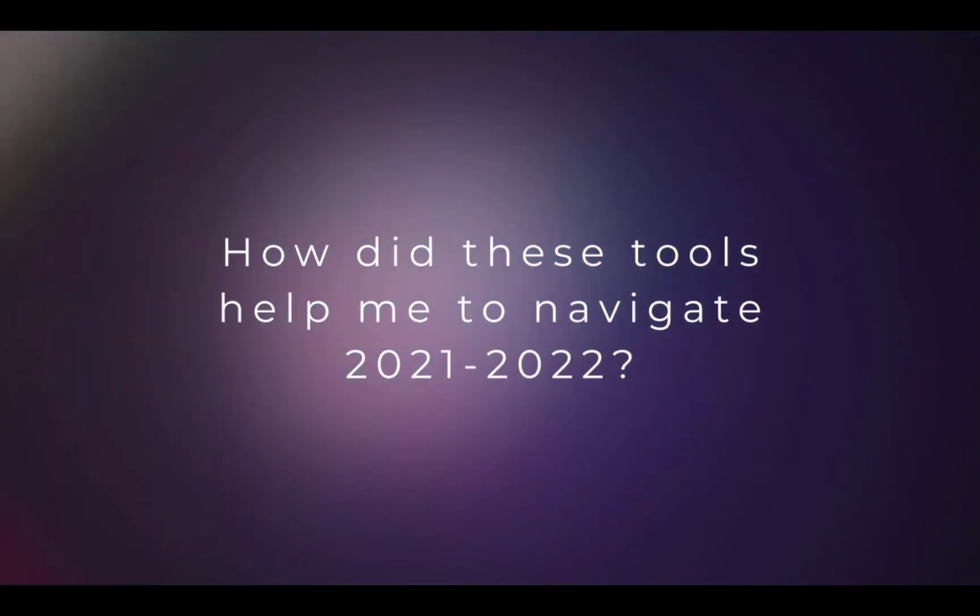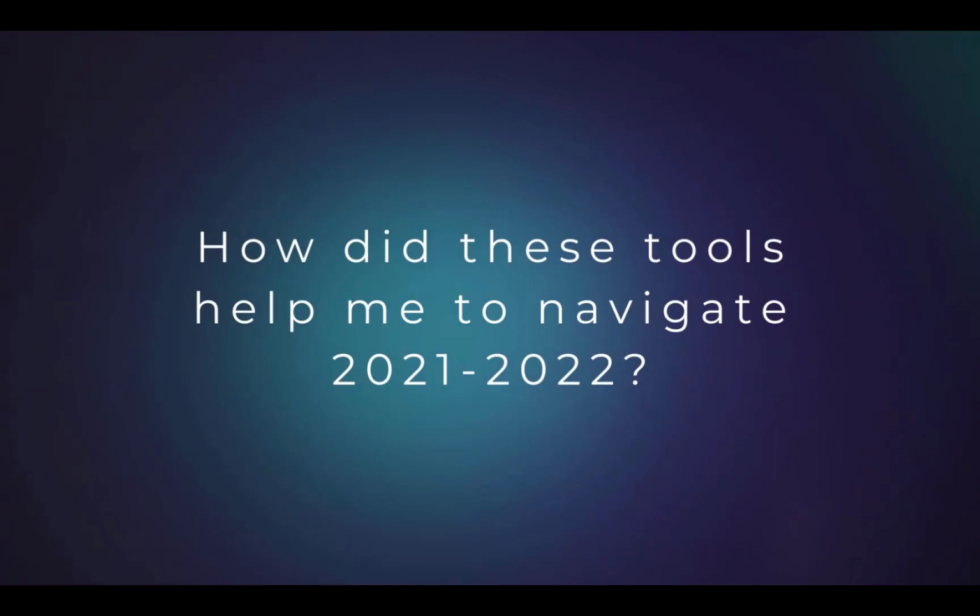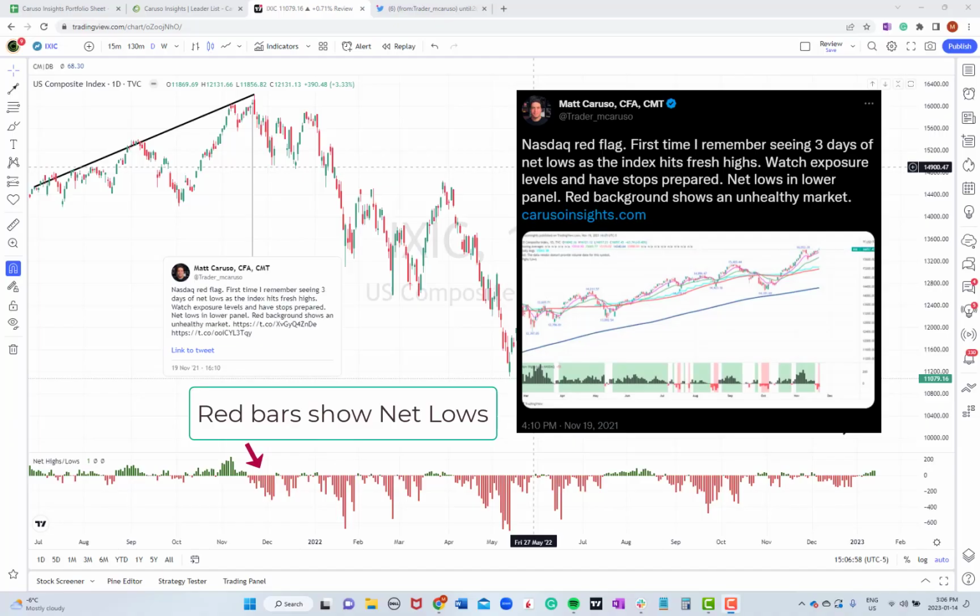So how did these tools help me navigate the past couple of years? Well, in late 2021, it started to become apparent to me with the advance-decline line showing a divergence. And as the markets made new all-time highs, we actually had three days in a row of net lows beneath the surface. So you're at all-time highs for the indexes on the NASDAQ, yet you have more stocks making 52-week lows. To me, that was a major warning sign.